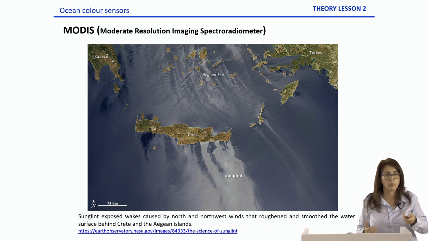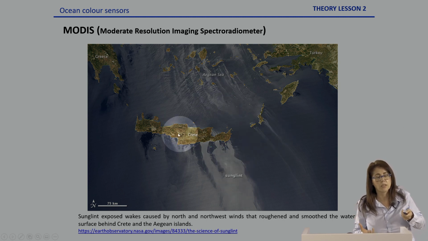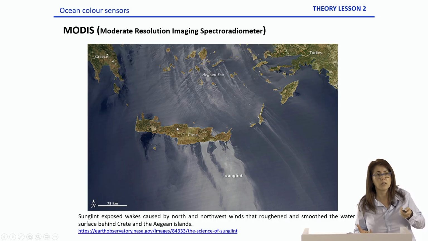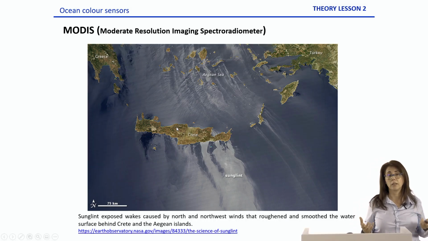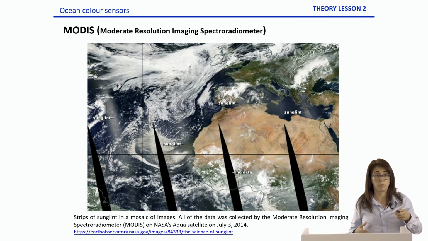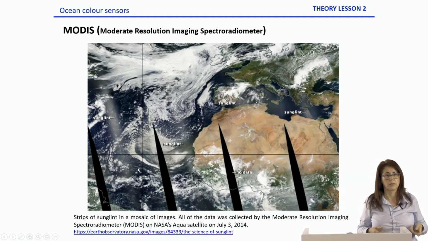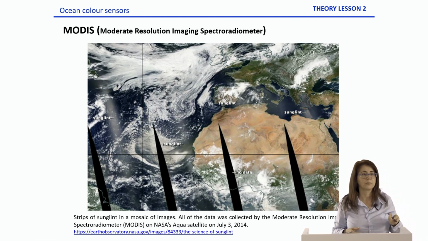We have some examples here. This whitish thing is actually sunglint. Also here, this is Crete. This is one of the Greek islands. And the problem is that where we have sunglint, we can't recover that data. There are some algorithms that allow for improving data recovery with sunglint problems, but we still might find some problems. Okay, this is another example. This is very, very clearly this band here. All this is sunglint. Okay, and the rest are clouds.